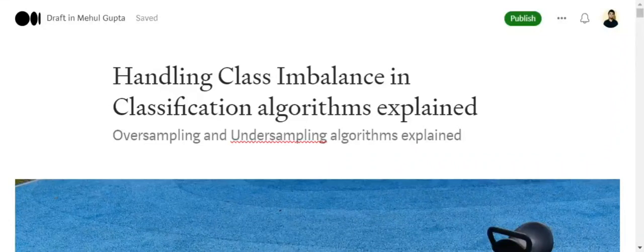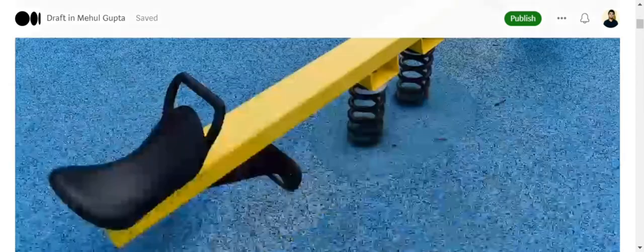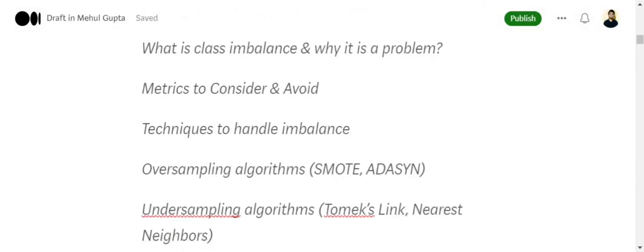Hi everyone. Today we will be talking about a very important problem in data science projects that you may face quite frequently, that is handling class imbalance. So, in this particular post, we will be talking about these points: what is class imbalance and why is it a problem while training machine learning models? What are the different metrics to consider and avoid if your dataset has class imbalance?